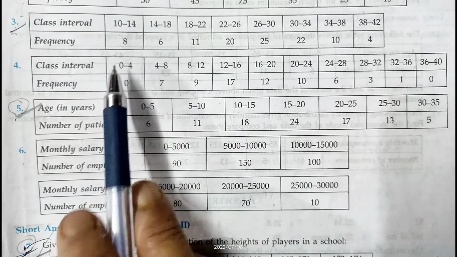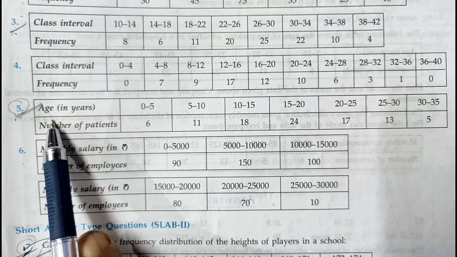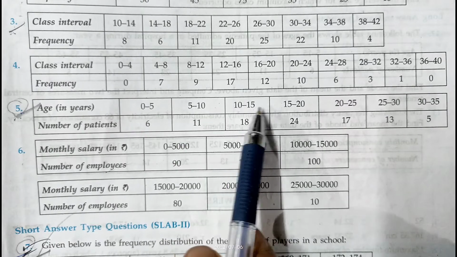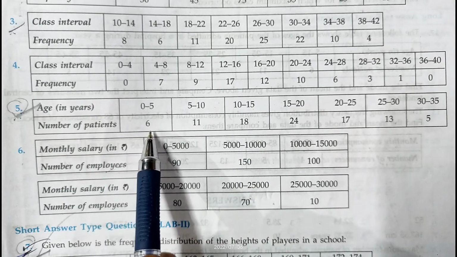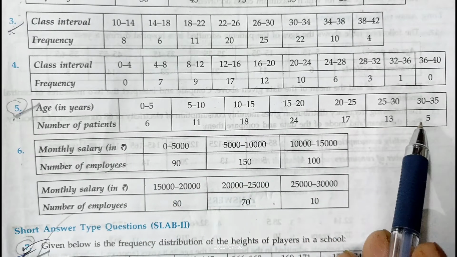I think question number 3 and 4 you can do it yourself. Let me show question number 5. Here it is given age in years 0 to 5, 5 to 10, 10 to 15, it is up to 30 to 35. And number of patients, it is given 6, 11, 18, 24, 17, 13 and 5.